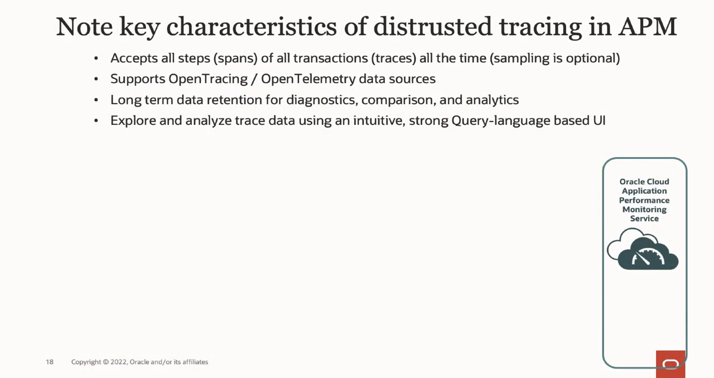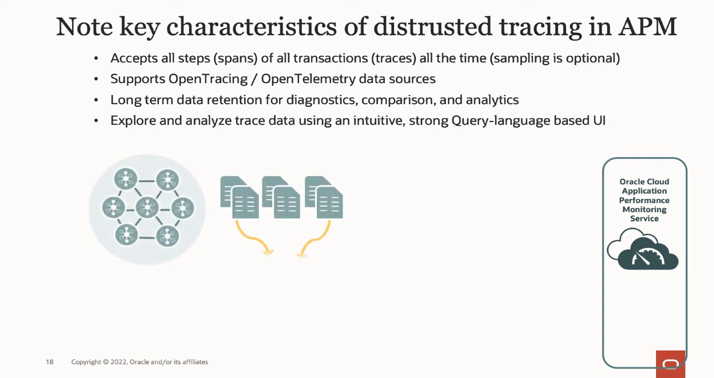Let's see a list of key functionalities of APM in distributed tracing. APM accepts all spans of all traces. Unlike many other distributed tracing tools which collect data with sampling, APM is built to send all data of all instances of every invocation of code so that you will not miss any critical errors or latency you might have in application when analyzing the data. APM still, however, allows you to enable the sampling as an option.